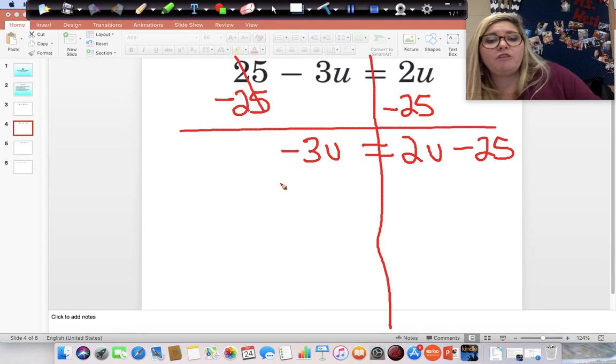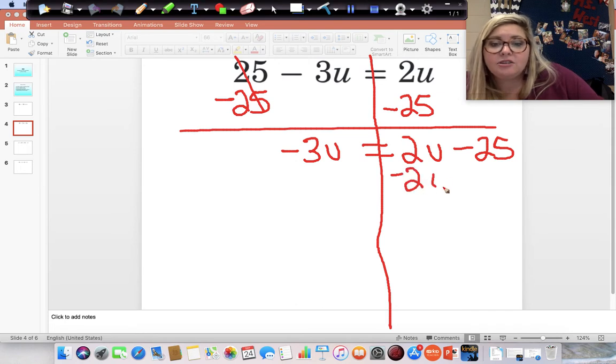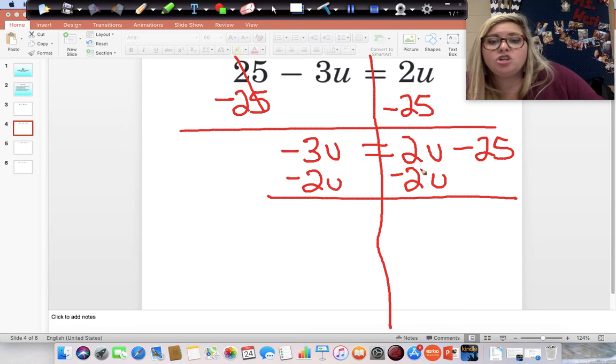So now we want our variables on the left, so we want to get rid of this positive 2u. The way we get rid of a positive is we subtract it, so minus 2u from both sides. 2u minus 2u cancels, and we are left with a negative 25. And negative 3u minus 2u gives us a negative 5u.